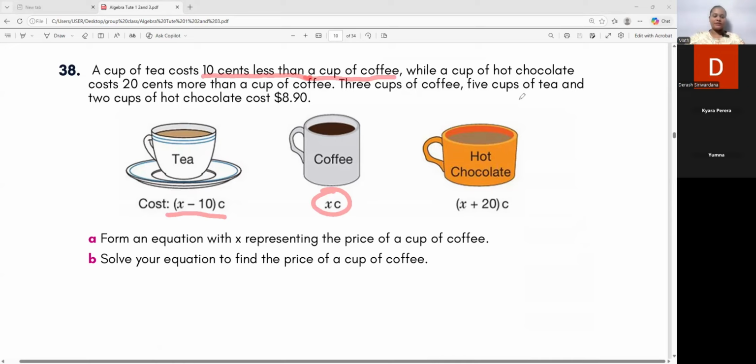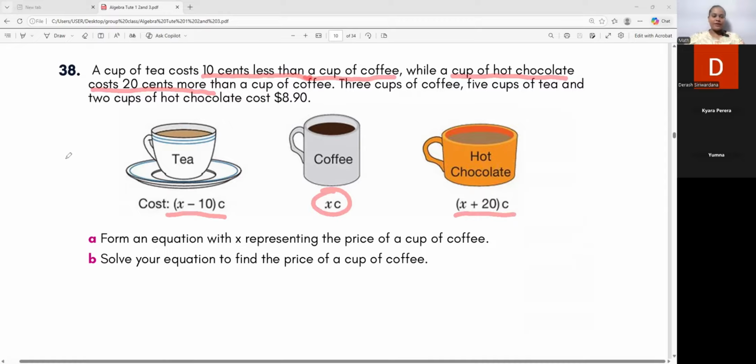So, X minus 10. The next one, while a cup of hot chocolate is 20 cents more than a cup of coffee. It is more than. More than means plus. More than 20 cents. Previous one, less than. Less than means minus. So, we need to know how to write these expressions. X plus 20. All three are given in cents.